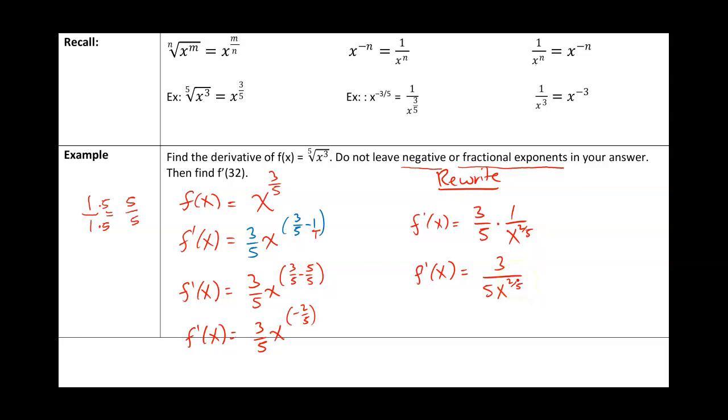Now, I'm showing you what's going on, but as a shortcut, from now on, I'm going to be skipping this step and just taking the x to the negative 2/5 and moving it with the 5 on the denominator and going to this step here. But we can't leave our answer as a rational exponent. So in order to convert this back into root form, the denominator is going to be the root and the exponent is going to be the numerator. So we have 3 over 5 times the fifth root of x squared. And that's it. That is going to be our final answer.